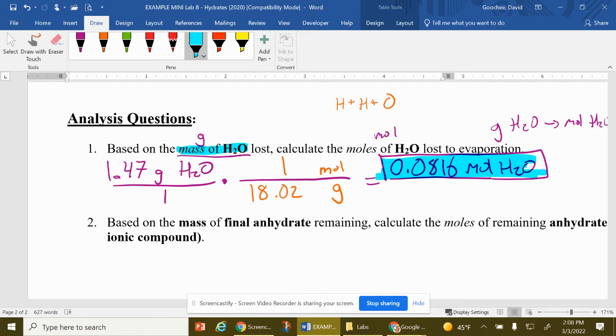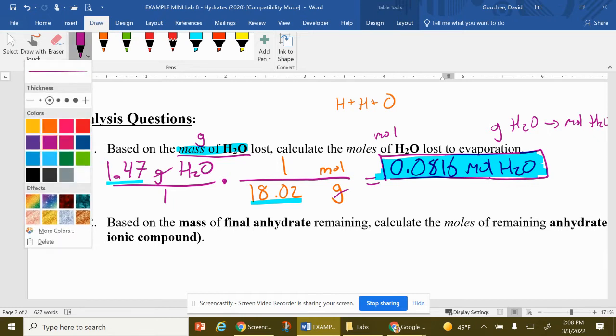That's a small number, true. But then again, we didn't have that much H2O. We only had 1.47 grams of the stuff. That's not even a mole. So it makes sense that what we had was significantly less than a mole. So that's how many moles of H2O we had. All right, on to the next question.